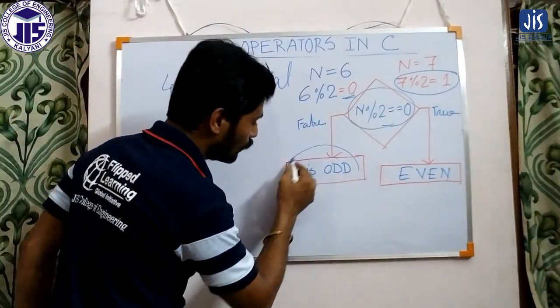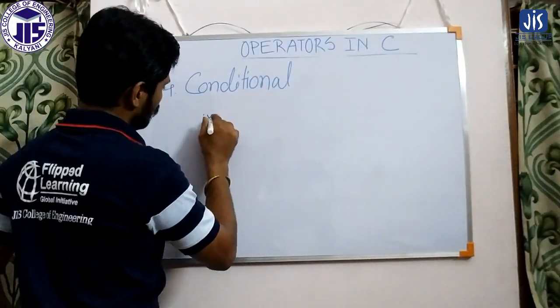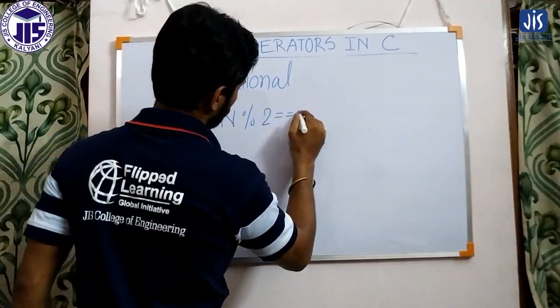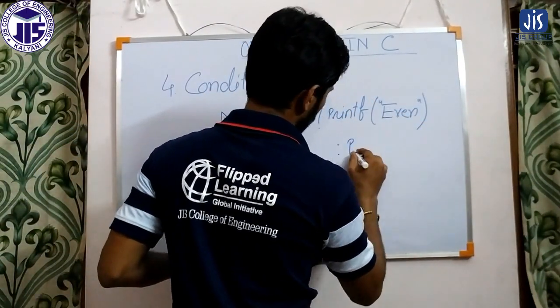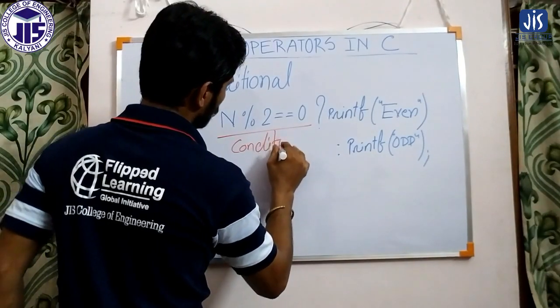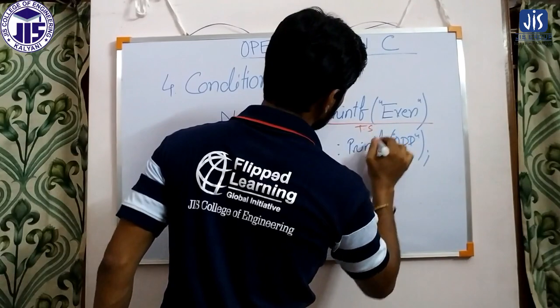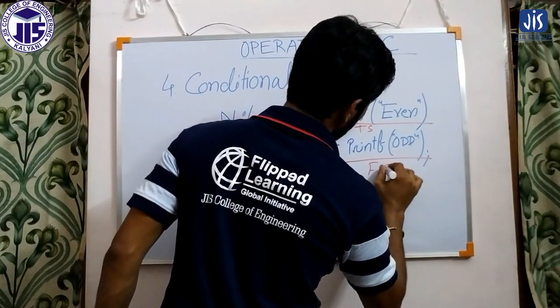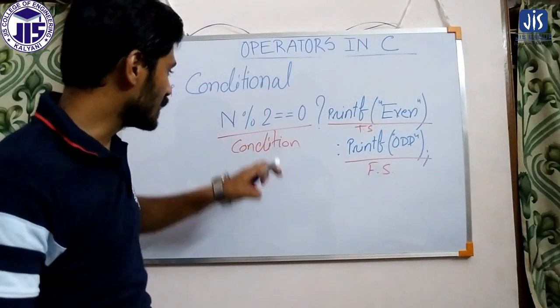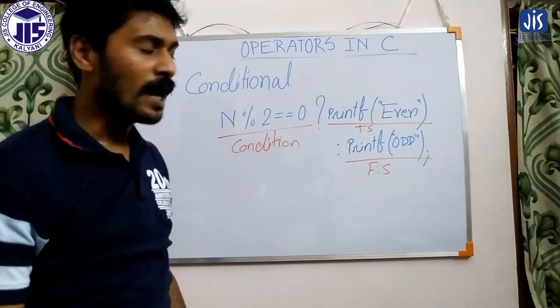Okay, so that is my flow chart: how we can decide whether a number n is even or odd. Now we have to represent this in the form of a conditional operator. We have already identified these three components: what my condition is, what my true statement is, and what my false statement is.